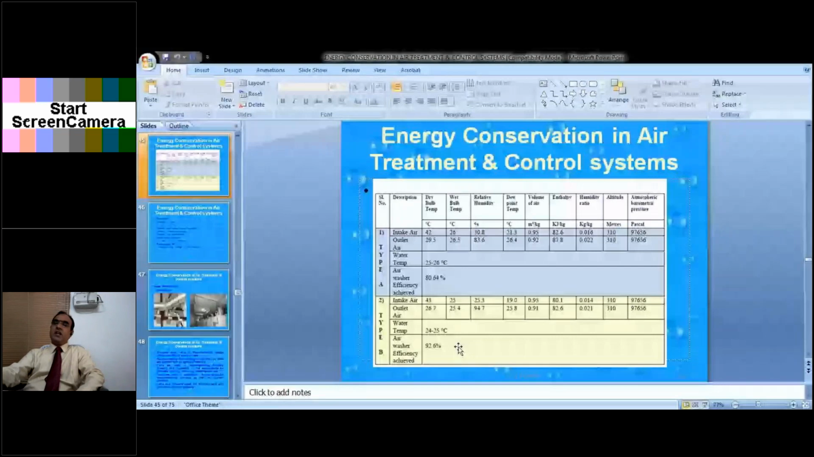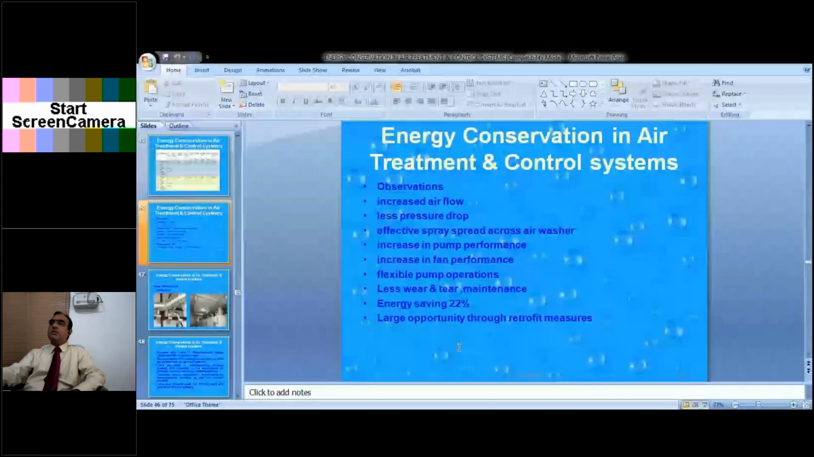So what we observed is increased airflow, less pressure drop, effective spray spread across the air washer, an increase in the pump performance, an increase in the fan performance, and flexible pump operation, as I said earlier. So there is less wear and tear. That is also maintenance, also one of the costs to the owner, so that is also important. And overall energy saving was about 22%.